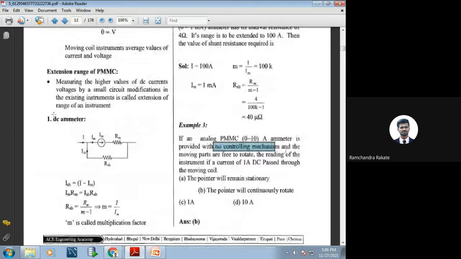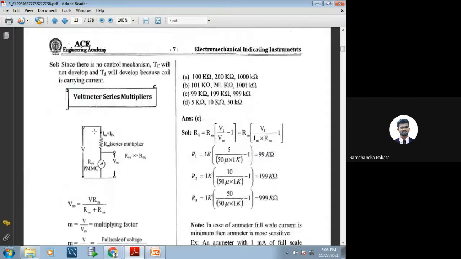Right now, what extension have we covered? Range extension of the PMMC ammeter. Now the voltmeter range extension.